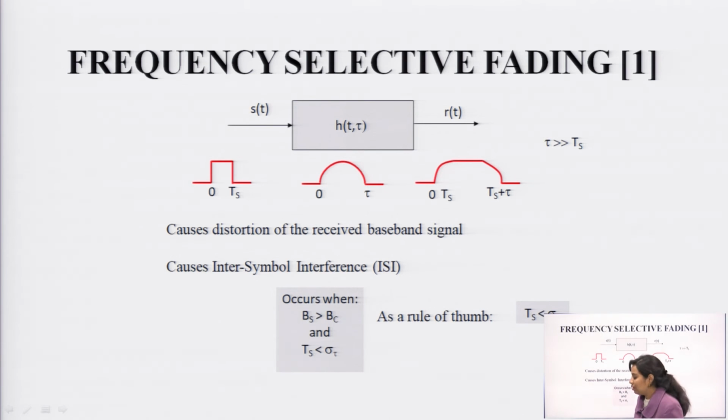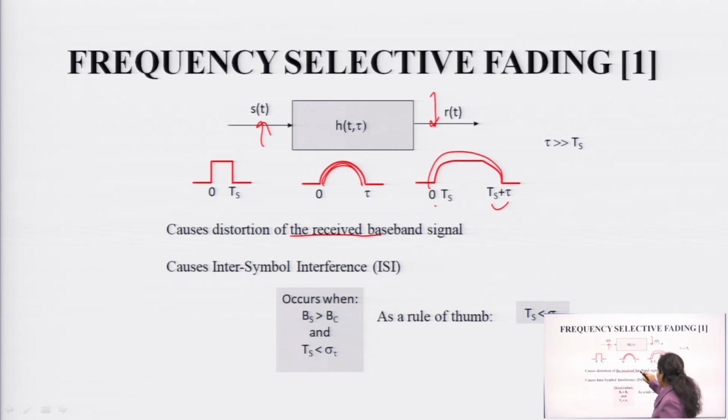Now, you can see in this case, as compared to the previous flat fading, it has a parabolic kind of channel impulse response. When the signal is passed through this particular channel, which has this particular transfer function, its shape gets changed. Now, this will be 0 to Ts plus tau. Now, this is the input signal, this is the received signal, this is h(t, tau).